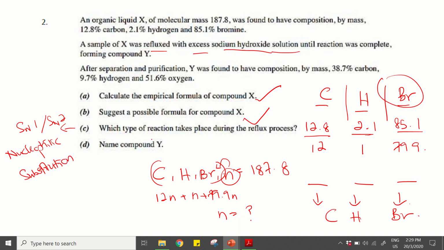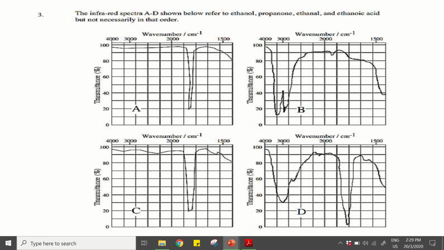All right, so it must be nucleophilic substitution here for C. And last one, name compound Y. So compound Y should be an alcohol. Okay, any alcohol that matches with the formula just now from B. Once you got the formula for compound X, you just use this, but change it into an alcohol because after substitution, your Y should be an alcohol, and just name it. So it depends on how many carbons here. If it's 4 carbons it's butanol, if 5 carbons, pentanol. So just name it respectively according to your molecular formula for this. Okay, so that's question 2.